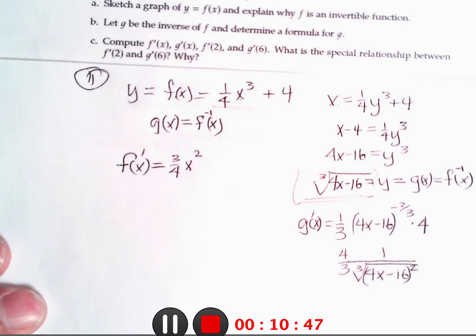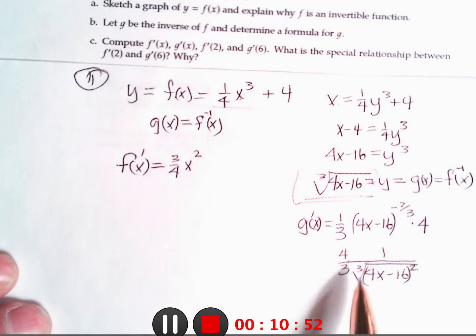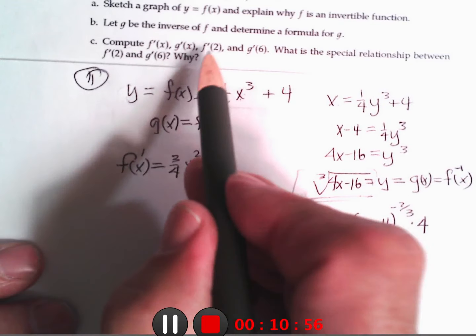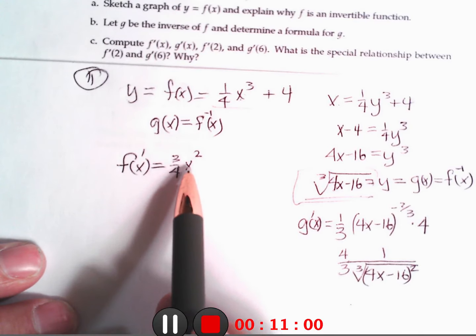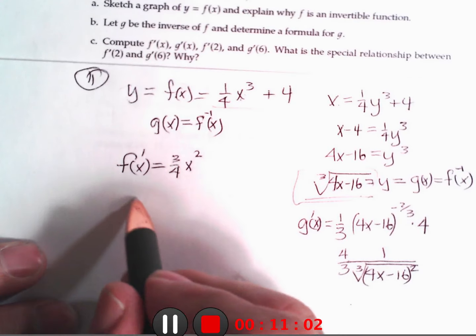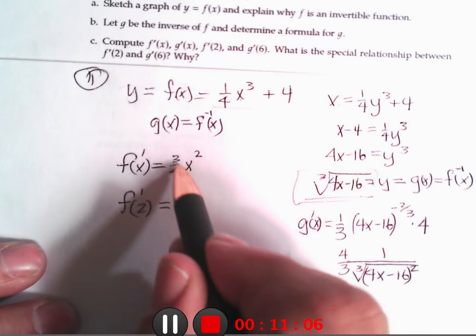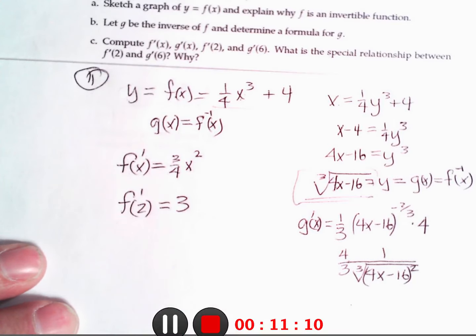Okay, so here's f prime of x, and here's g prime of x. Now it says find f prime of 2. So if I put 2 in there, 2 squared is 4 times 3/4. F prime of 2 is 3. Then it says, what's g prime of 6?